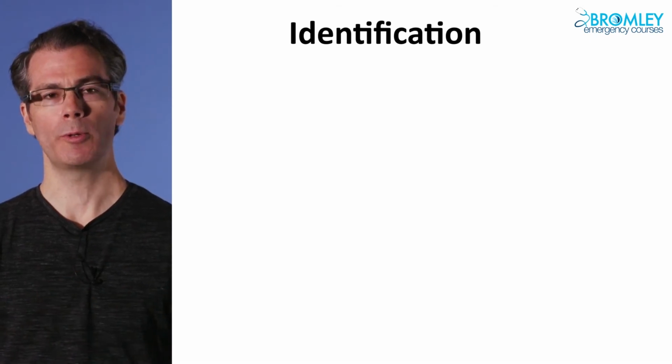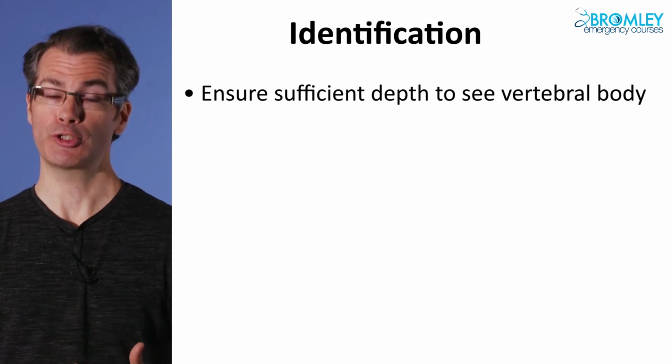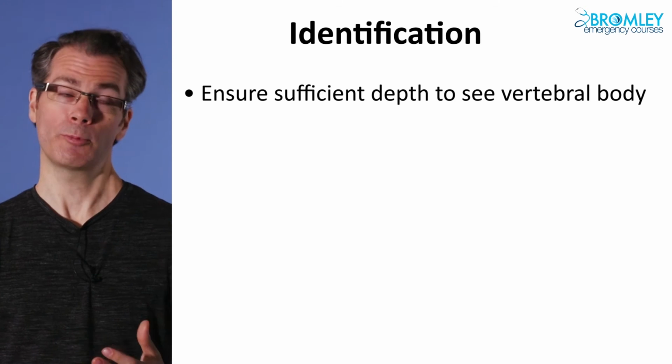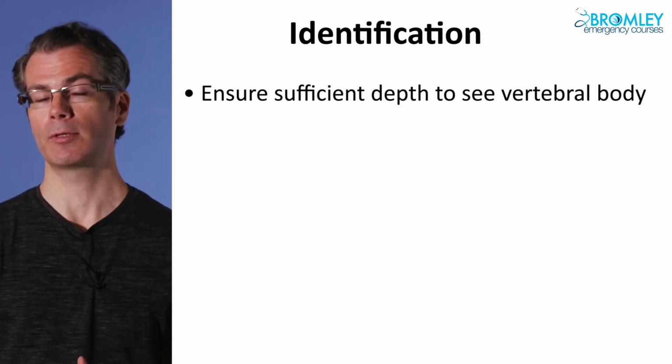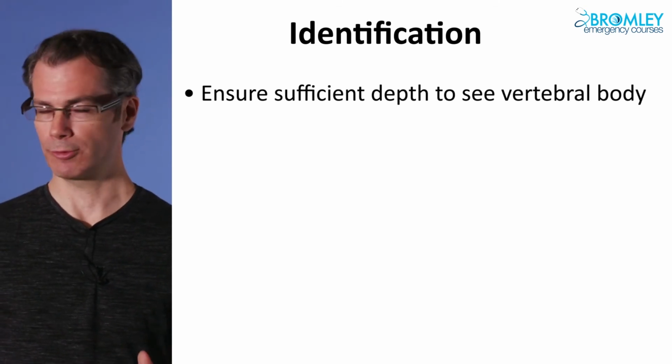So how can we be sure we're identifying the aorta? Well, first start with sufficient depth to make sure you can see the vertebral body at the back of the image. If you start with insufficient depth, you may see the SMA or the portal vein at the bottom of the image and think that that's the aorta. So always start with plenty of depth, and you can always reduce it later.